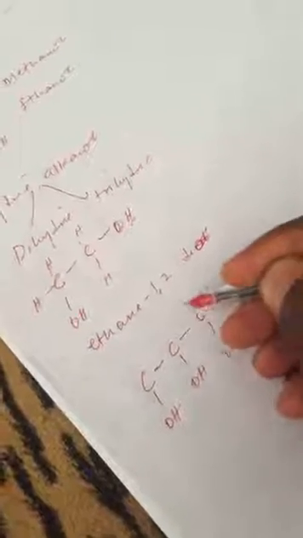Quickly, let's look at the example of a trihydric alkanol. In a trihydric alkanol, we have three hydroxyl groups in the compound. That is an example of a trihydric alkanol. Now, this is a very good example of a trihydric alkanol.